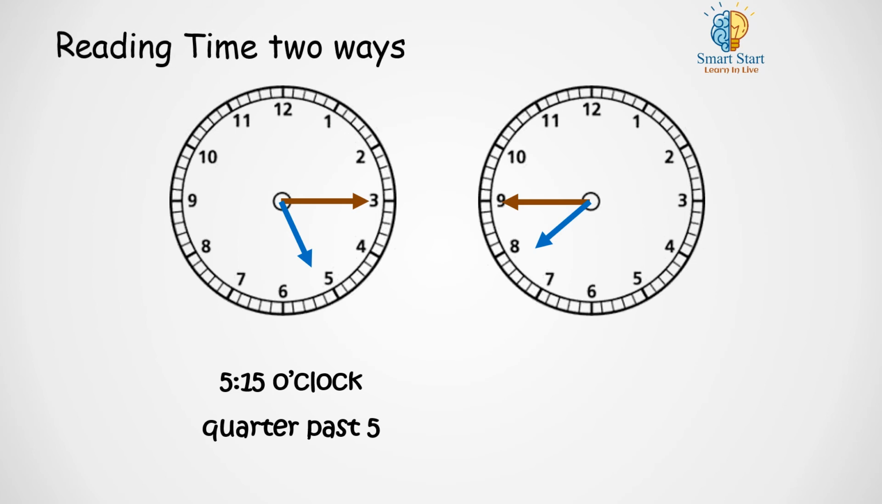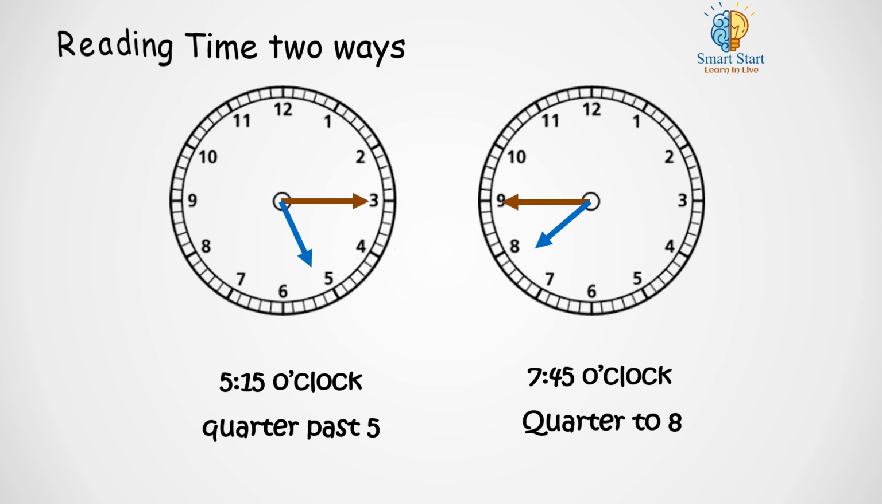In another example, the hour hand is on 8 and the minute hand is on 9. That is, between 9 and 12, there are 15 divisions. This means after 15 minutes, it will be 8 o'clock. This time is read as 7:45 o'clock or quarter to 8 or 15 minutes to 8.